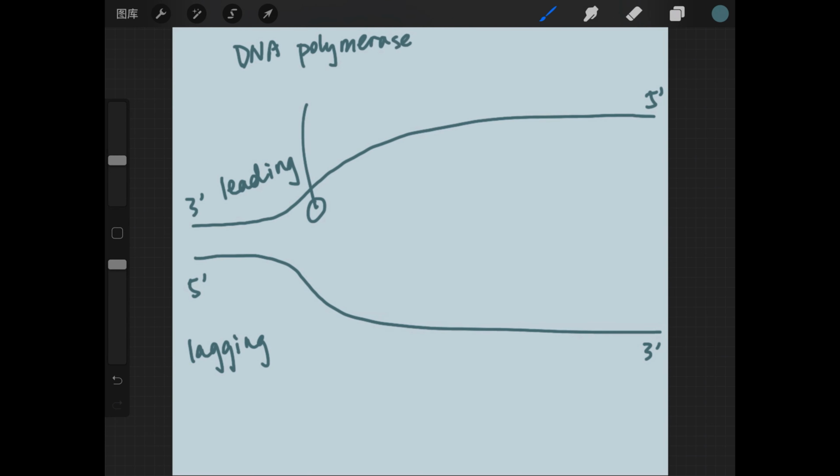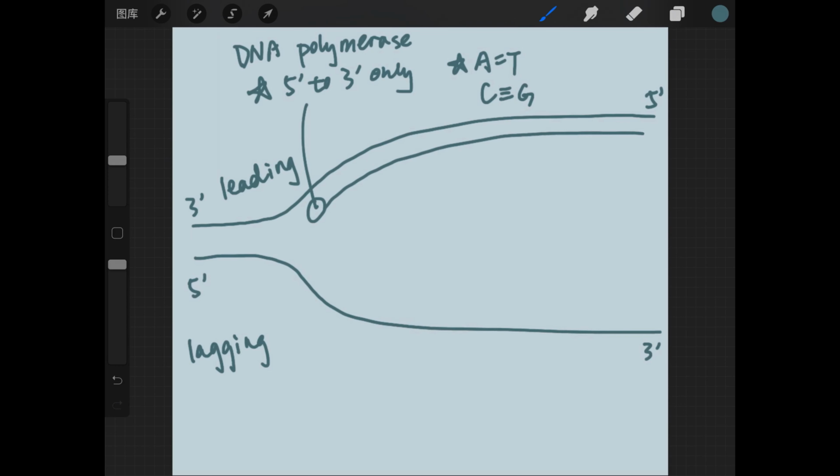Polymerases can only synthesize in the 5' end to 3' end direction, using an RNA primer created by primase that initiates replication. On the leading strand that is oriented from 5' end to 3' end, the polymerase is able to continuously replicate from the beginning to the end.